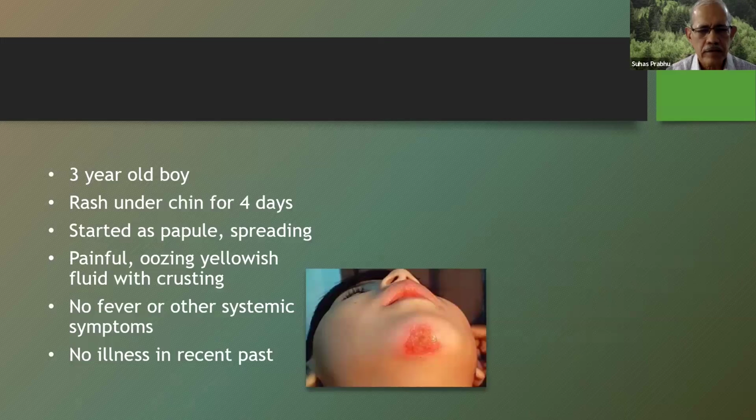Let's go to the second case. We have a 3-year-old boy. He has got this rash under the chin that you can see. It's been going on for 3-4 days. It started as a small papule, but it is spreading. And you can see that there is a yellowish fluid oozing with some crust happening. And the child is complaining that it is painful. There is no fever or any systemic symptoms, and there are no illnesses in the recent past.